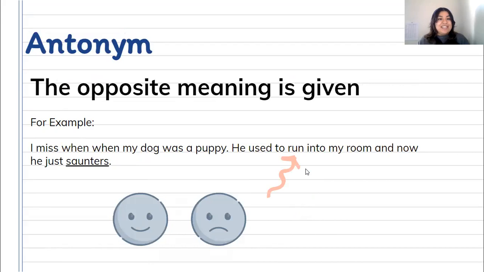So now we move on to A, antonym, which is the opposite of that word. And following this example, it says, "I miss when my dog was a puppy. He used to run into my room and now he just saunters." So you see this right here where the arrow is pointing. It says, he used to run into my room. That right there is our context clue of an antonym, because it's saying what the dog used to do, right? What the opposite of what he used to do. Now, he used to run and now he saunters. So it gives us that idea that saunters means that he's walking slowly still, right?